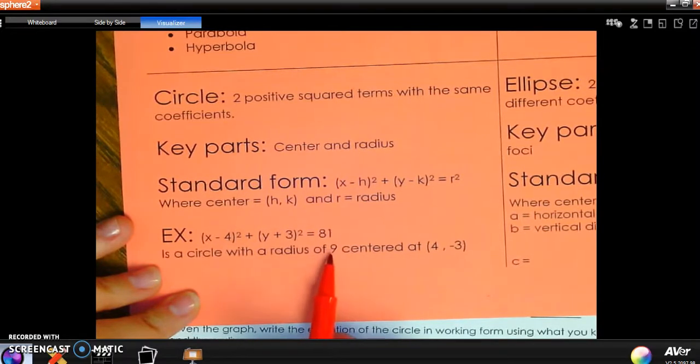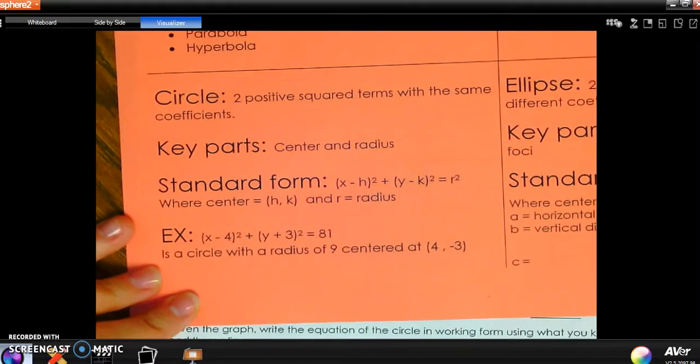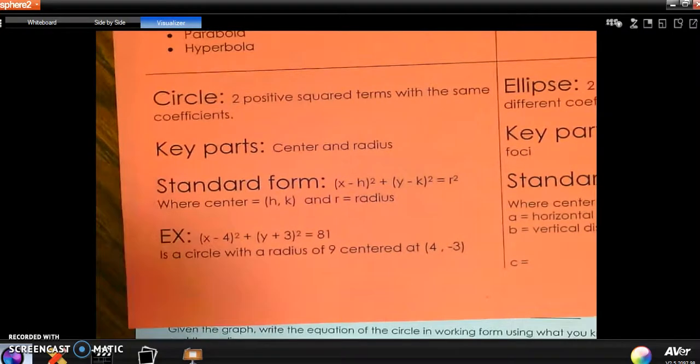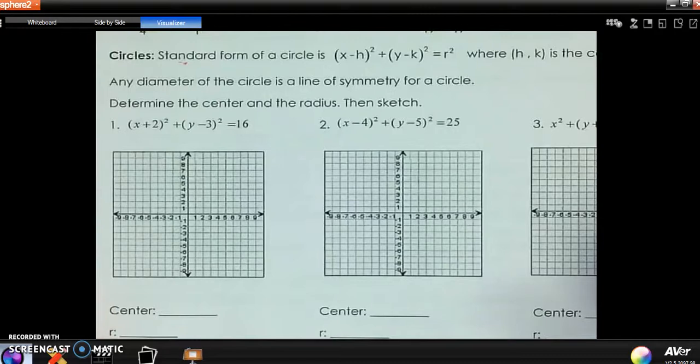So if you wanted to graph this, you would go to positive 4, negative 3, and you'd put a dot. And then you would count 9 to the left, 9 to the right, 9 up, and 9 down, and then you'd be able to graph the circle. Okay, so that's what's on your ring of knowledge, and that's just kind of a reminder. So then we'll kind of flip over to the other page. Okay, so this is back to your notes page.